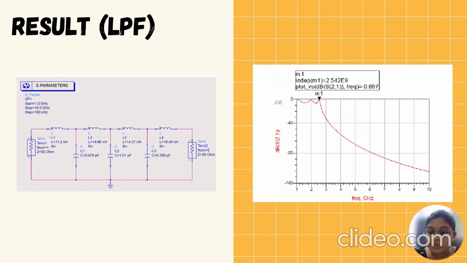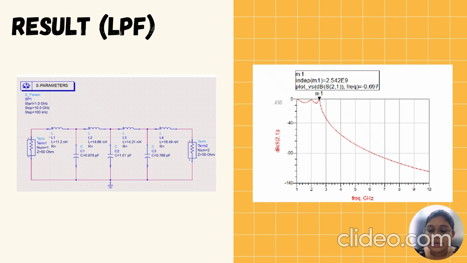So on the right side is the simulation result shown as the S-parameter versus frequency. This plot shows how much signal passes through the filter at different frequencies. From the graph, you can see the filter achieves the expected performance. It allows signals up to the cutoff frequency of 2.5 GHz. Then it sharply attenuates signals above this frequency. The markers show the cutoff region where the insertion loss starts to increase significantly, matching the theoretical design target.